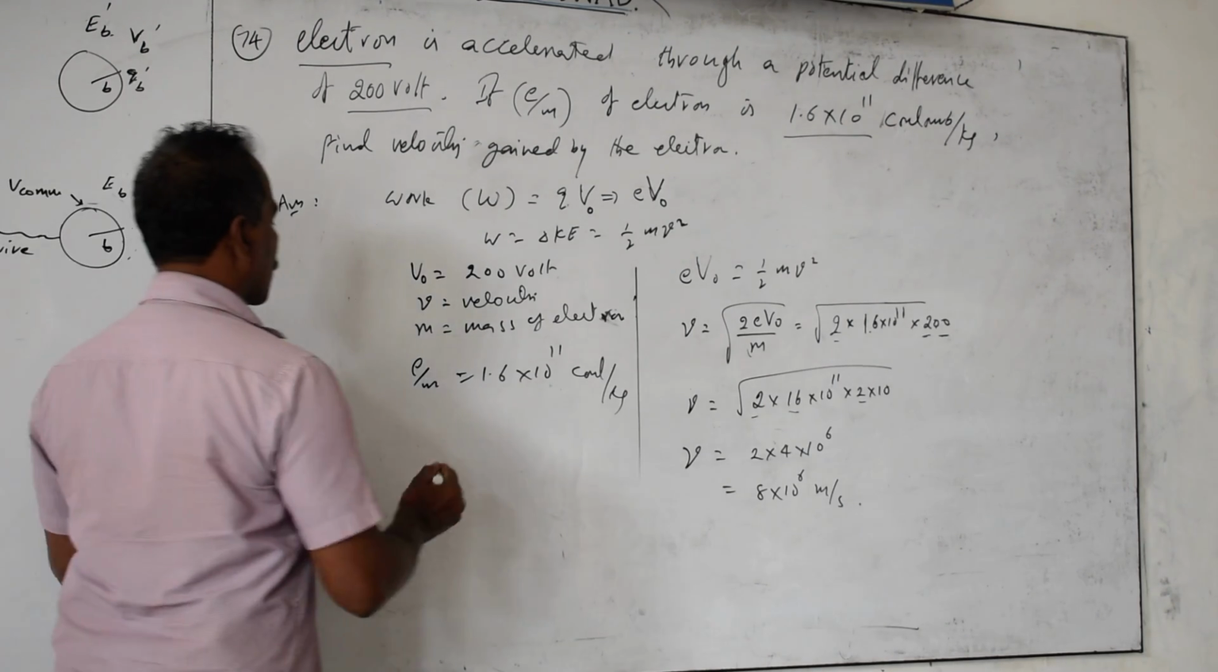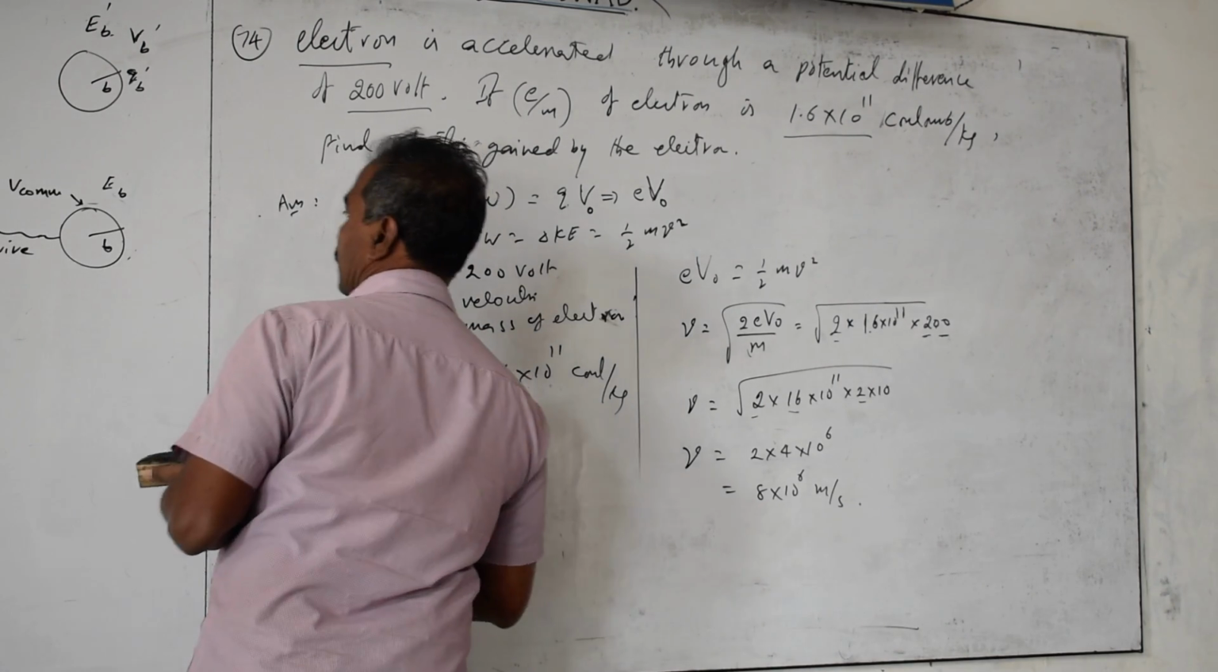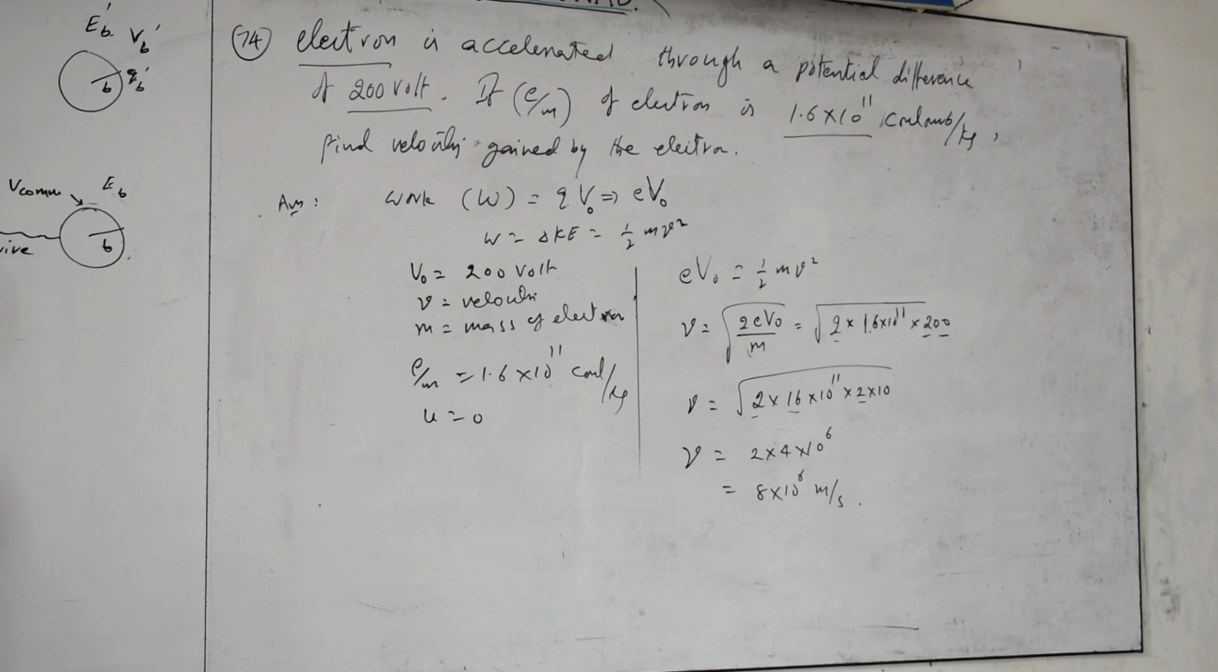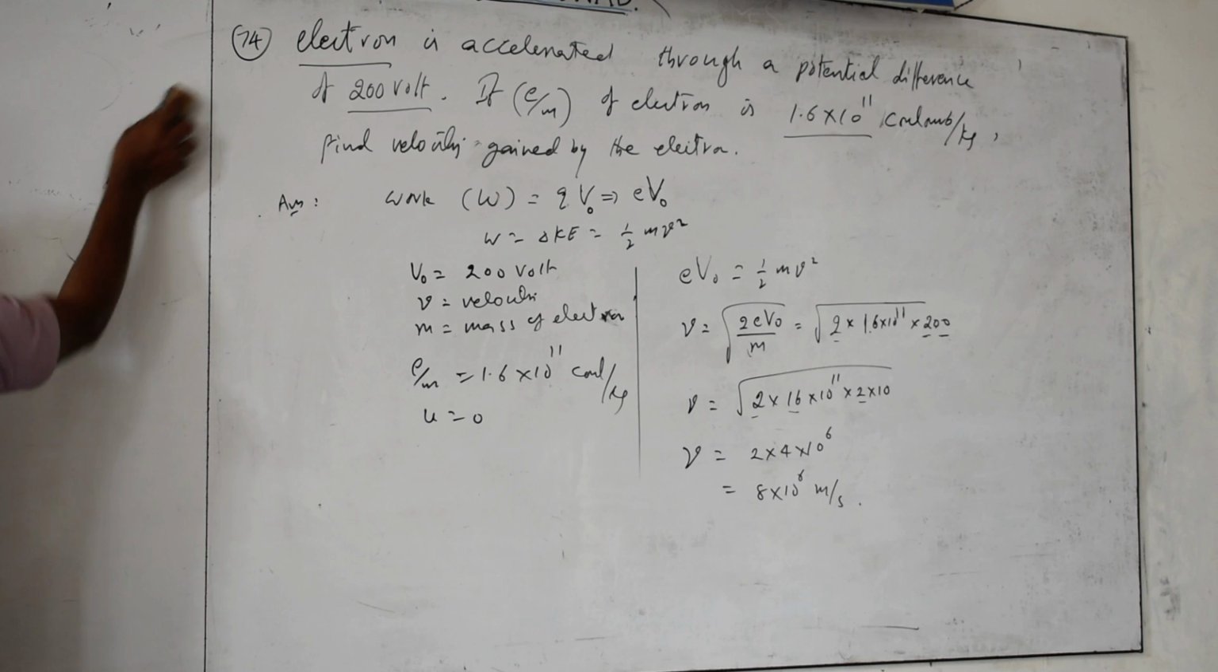We need to take this here. u is the starting velocity; otherwise, we can consider the change in velocity. If the initial velocity is already given, then you have to consider v square minus u square as the difference in the kinetic energies.